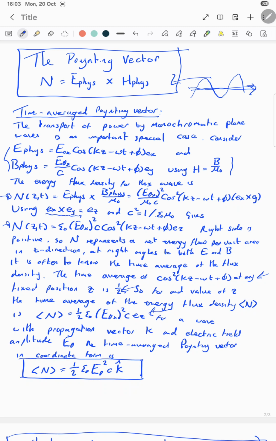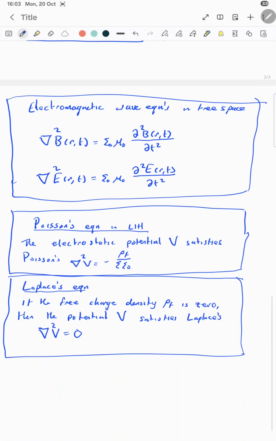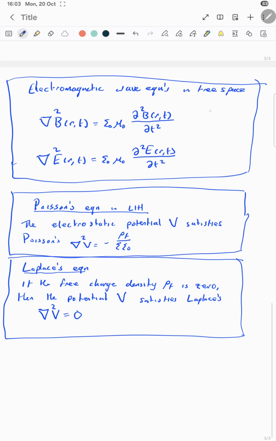For a wave with propagation vector k and the electric field amplitude E naught, the time average Poynting vector in coordinate form is given here. Now electromagnetic wave equations in free space are given here, and Poisson's equation and Laplace's equation, which are the ones that are used quite extensively in electromagnetism. Well, less so Poisson's equation, and in fact Laplace's equation. The main two are going to be the top, basically. These will be used the most.